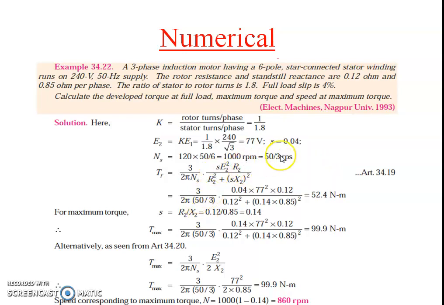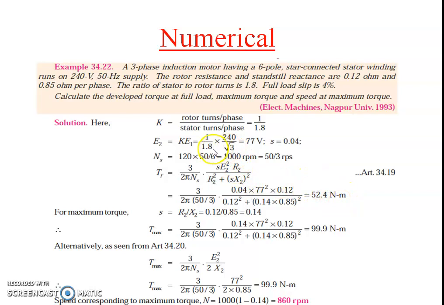So I'm putting all these values. T equals 3 divided by 2 pi Ns into s E2 square R2 divided by R2 square plus (sX2) square. This formula I have taken from the torque equation of induction motors. By solving this, I will get the value in Newton meter, because torque has a unit of Newton meter.